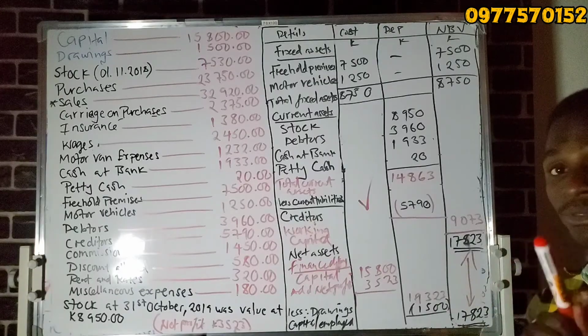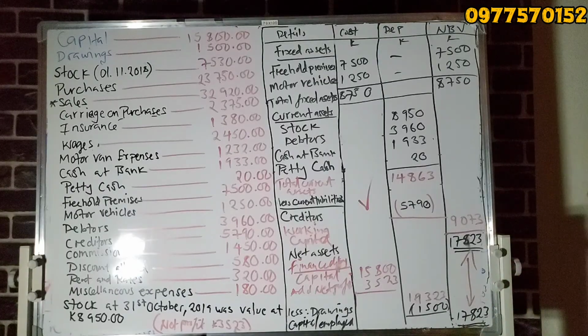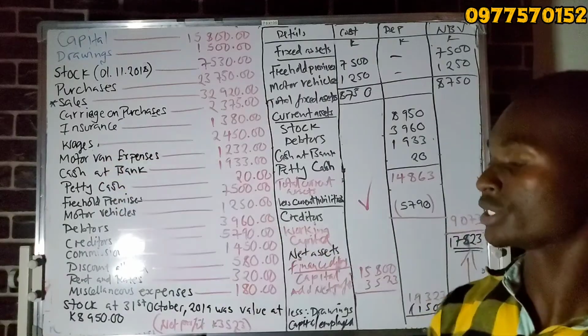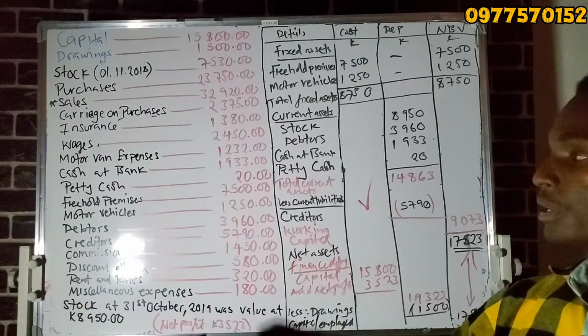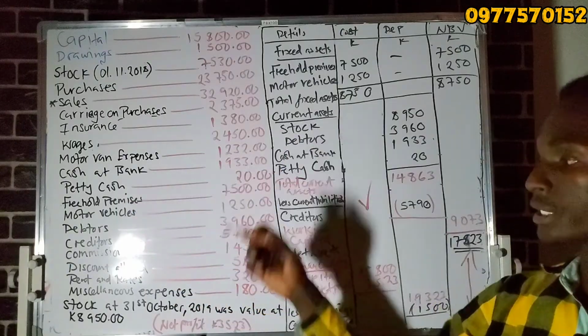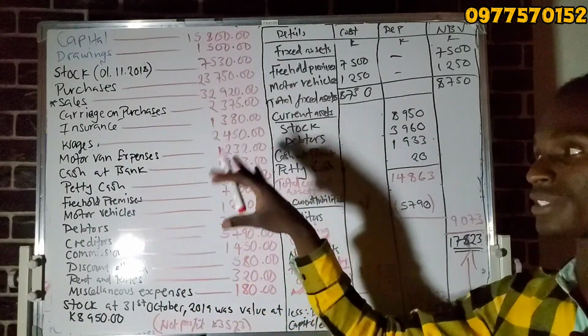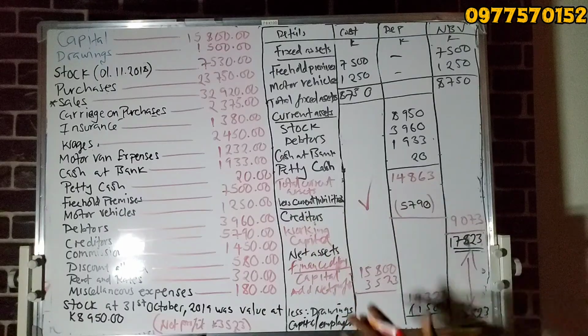You can also share with your friend who is also finding difficulties when it comes to wages and how to treat commission. Commission here is income. Petty cash is still cash. These were some of the transactions that were maybe confusing here.